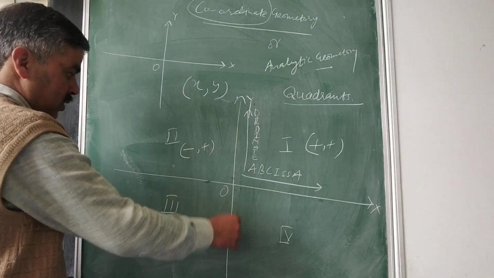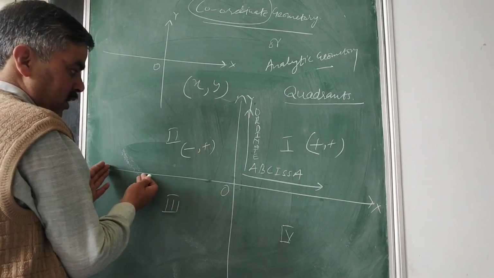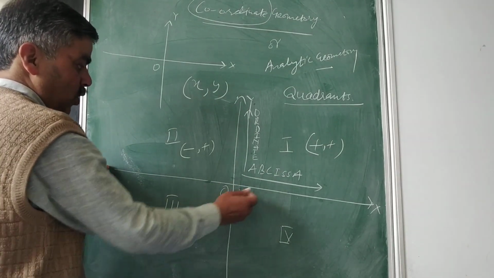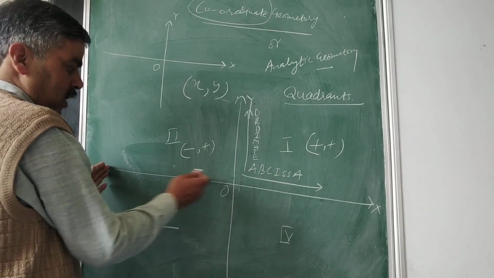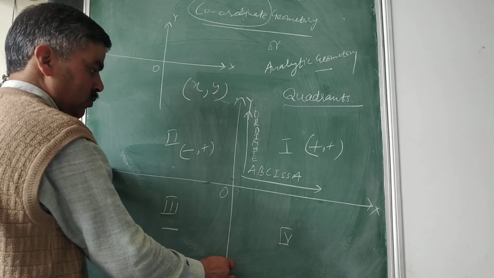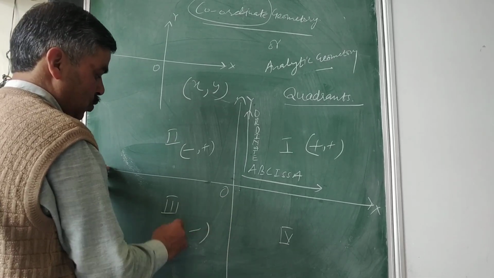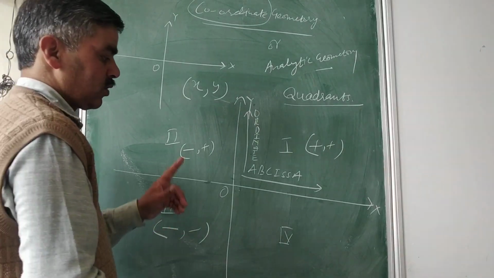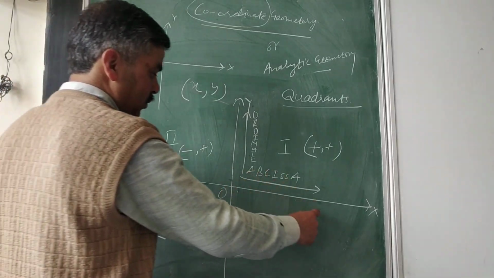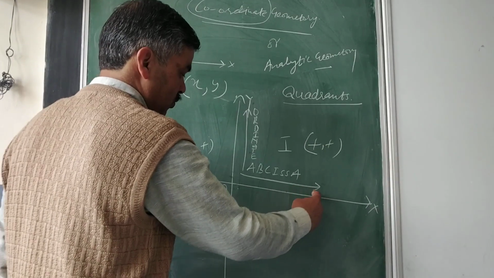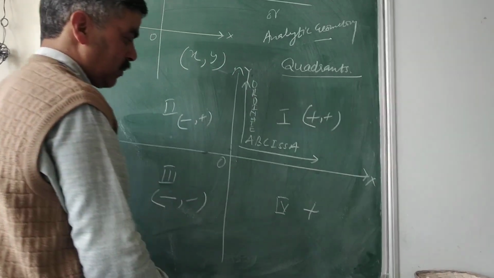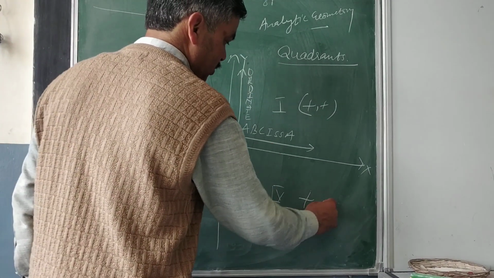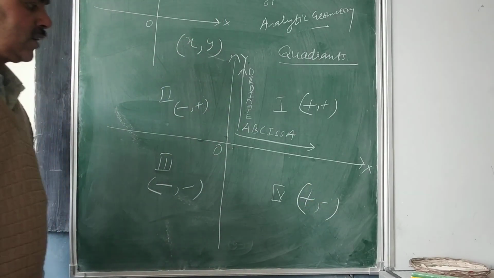And when you are coming to the third quadrant, again you are moving towards the left of this origin. So your x on the x-axis is always minus, and downwards you are moving along the y-axis. So both will be minus, minus and minus. X will also be minus and y also will be minus. When you come to the fourth quadrant, you are moving towards the right, so your x will always be plus, and you are moving downwards, so your y will always be minus.